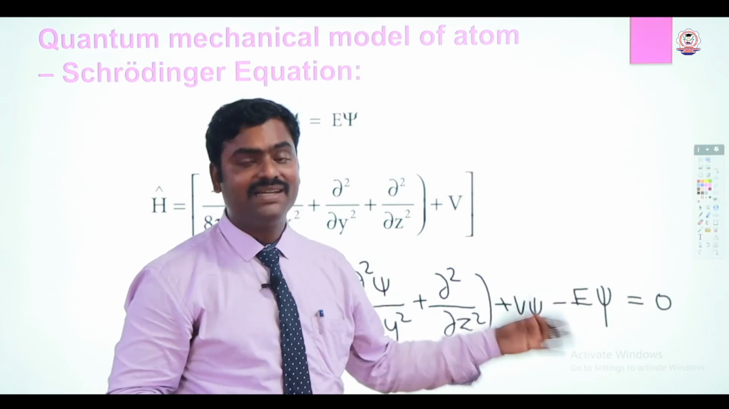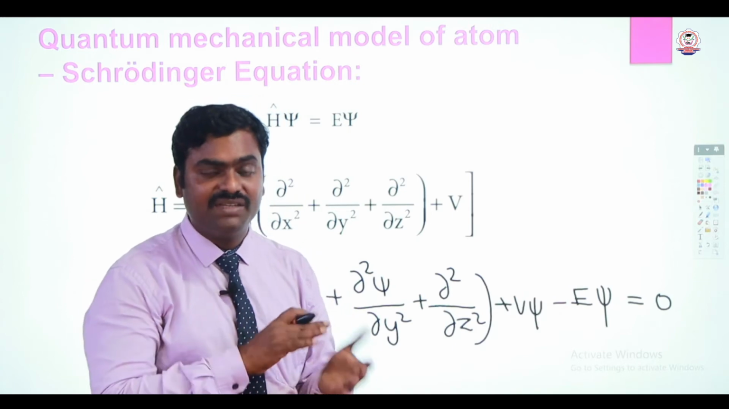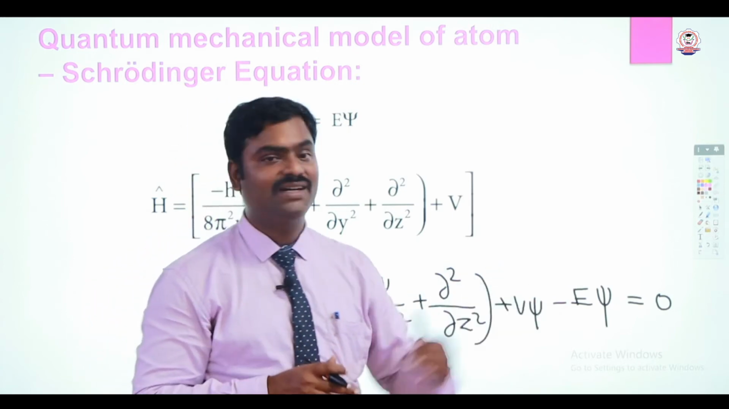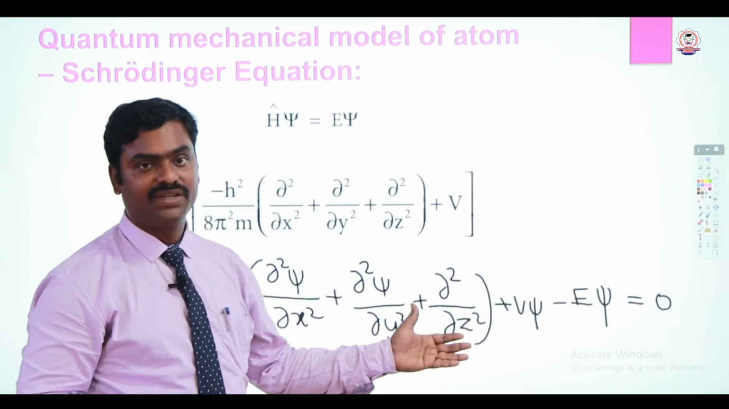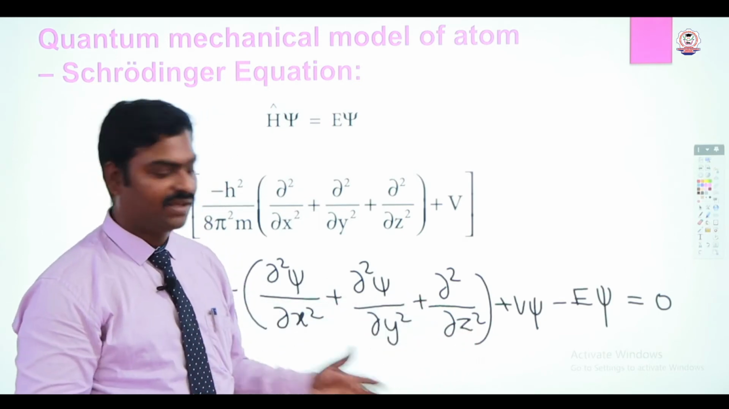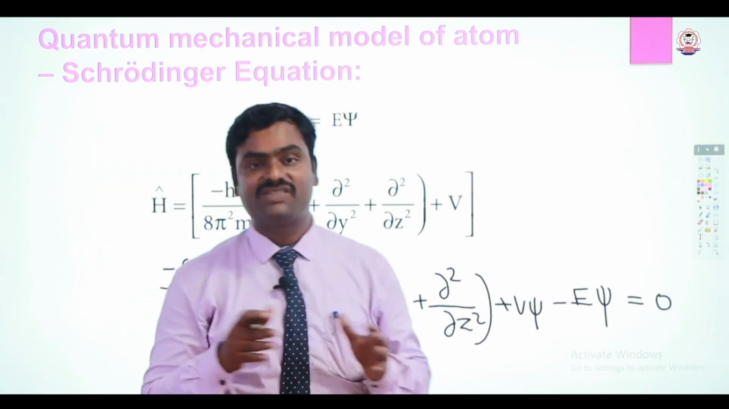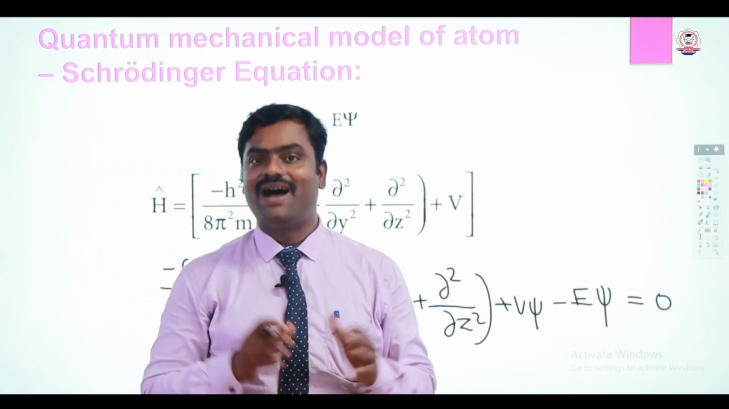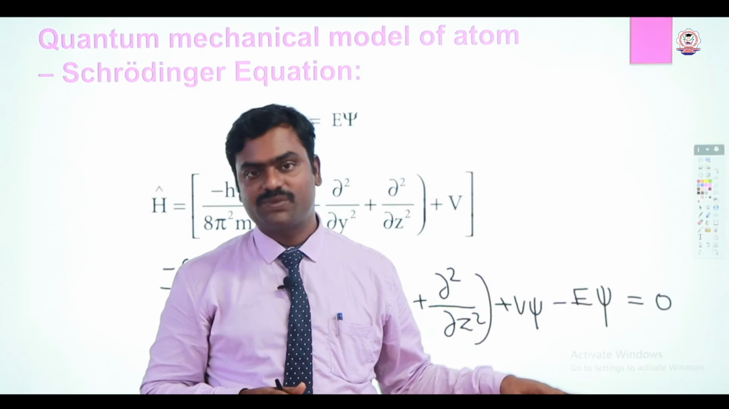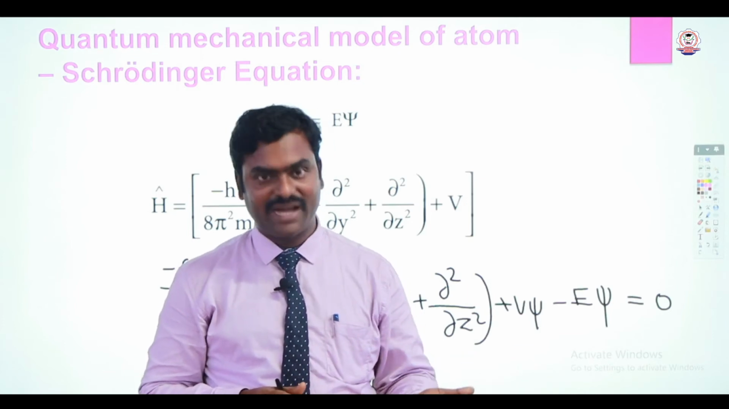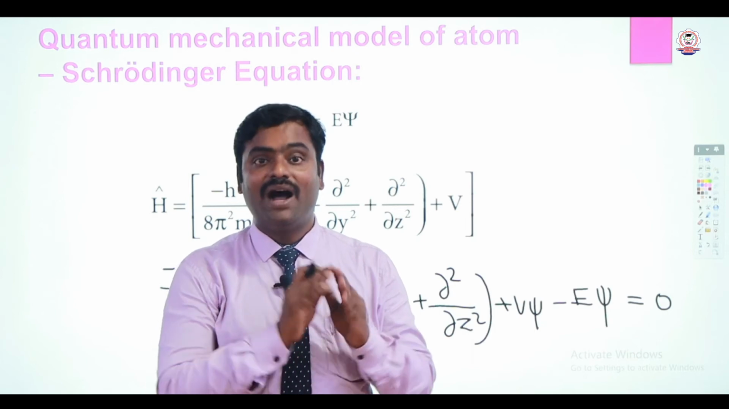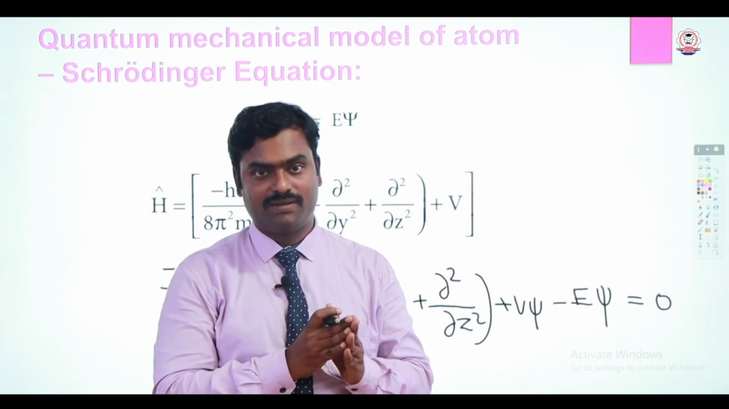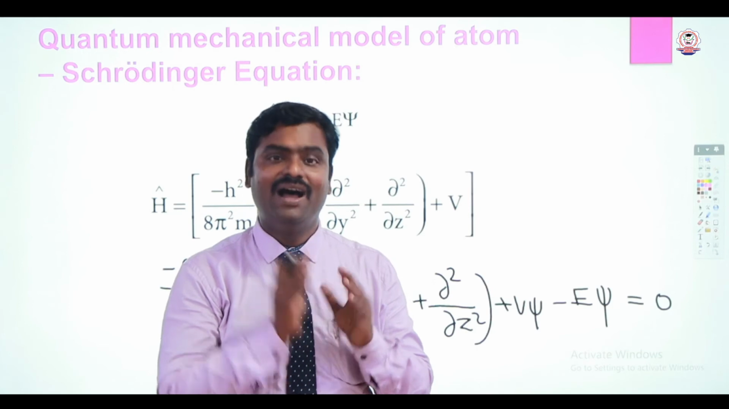That is why it is called the time independent Schrödinger wave equation. Here we are not mentioning any time. Without time, we are telling where the electrons can reside. That is known as the orbital. So using this wave equation, we can solve for the energy allowed for a particular electron which can reside in a particular orbital.